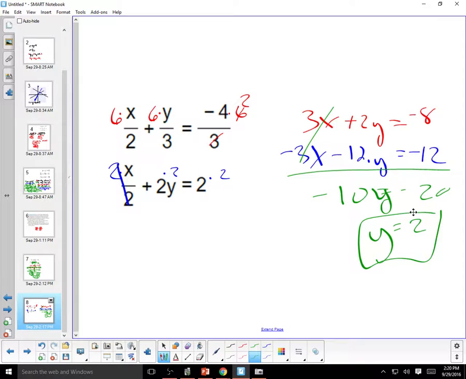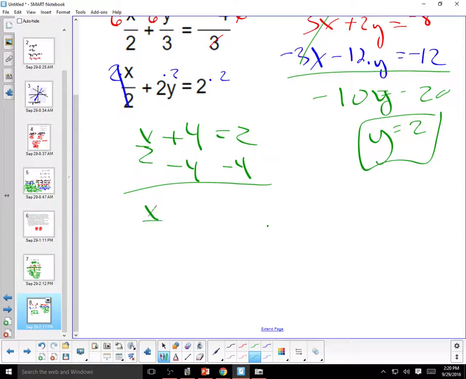Let's use this formula, okay? So, x over 2 plus 4 equals 2. Subtract 4 on both sides. That'll give you x halves is equal to negative 2. Opposite of dividing by 2 is to multiply by 2. So x is negative 4.